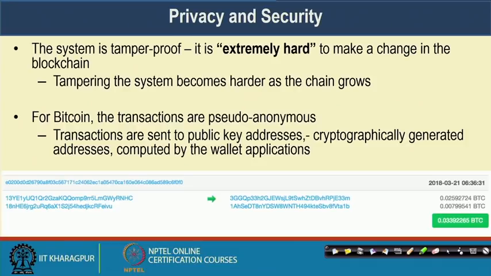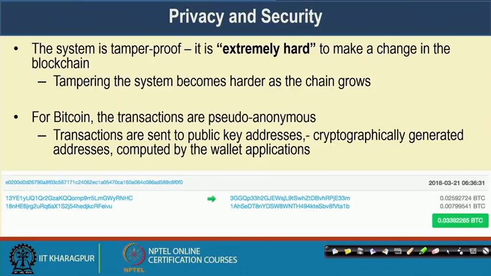In case of Bitcoin, the transactions are sent using public key addresses. The concept of public key and private key we will discuss starting from next week, when we go into the details of different cryptographic mechanisms which are utilized for blockchain. These public key addresses are cryptographically generated addresses which are computed by the wallet application.